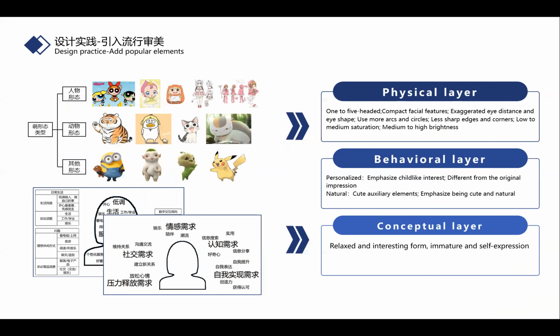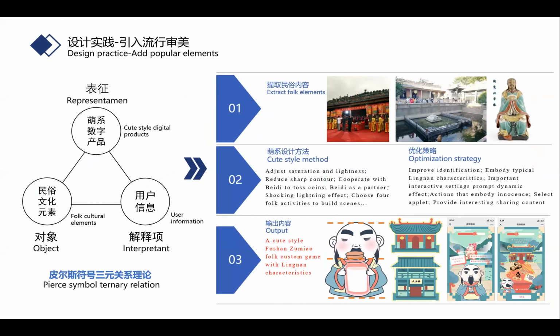And with the analysis of 30 typical cases, on the right side of the screen, I summarized the picture as 3 layers. For example, they have spatial eye distance, different saturation, and brightness. Using peer symbol ternary relation, extract the 4 elements of Zhumiao, combined with the Q style and user information, output the applets.